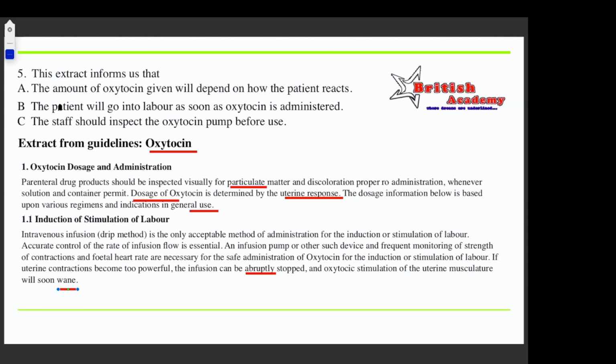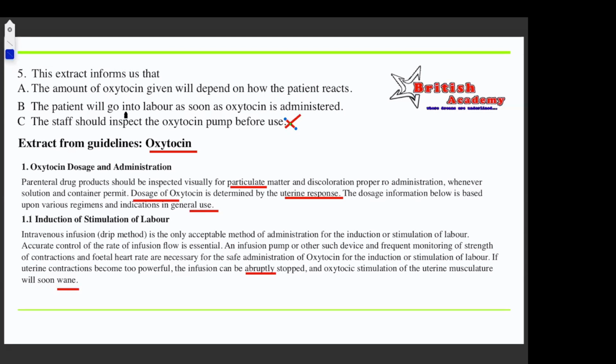Okay. Now the options, I'll start from the C option. The staff should inspect the oxytocin pump before use. Nowhere does it say about the pump, I guess. You can just go through it and see if there is anywhere where it says about a pump. It says a pump should be used, but it doesn't say that staff should inspect the oxytocin pump. So that's why this option is not the right option.